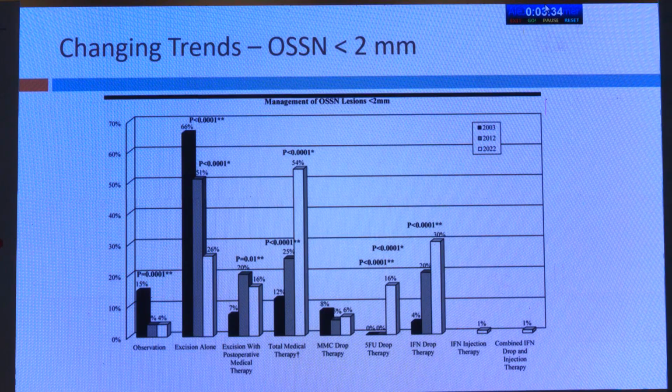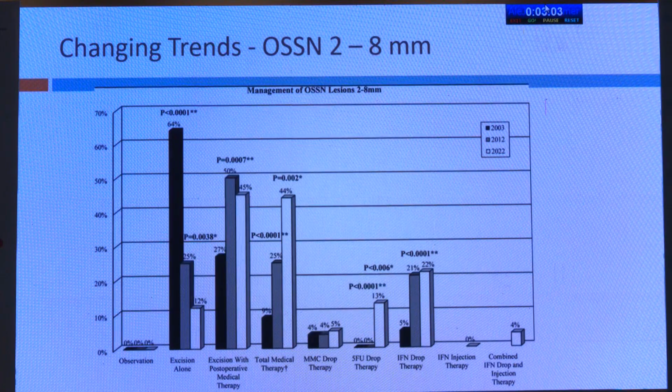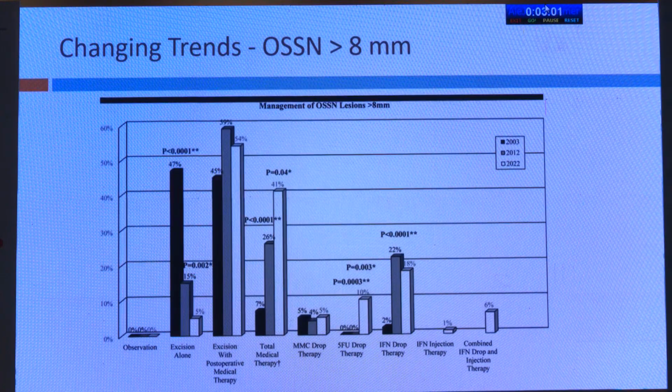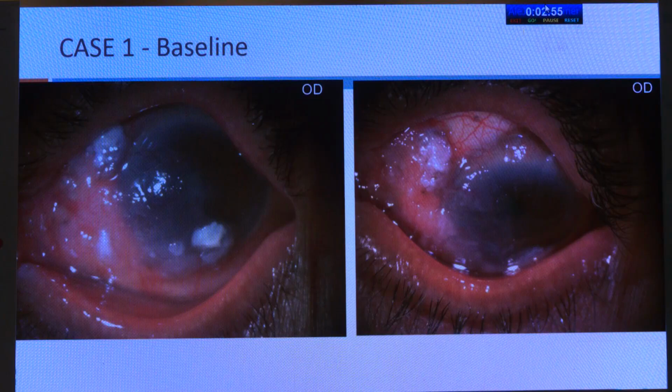Now, this was a survey done in the US over 3 decades. 3 surveys were done with a similar questionnaire in 2003, 2012, and 2022, where a paradigm shift was noted in the management of OSSN. While initially management was predominantly surgery, it has now shifted to topical chemotherapy or a combination of excision with chemotherapy. You can see that excision alone was the 66% preferred treatment choice, while in the recent study, 54% of the surgeons prefer only topical chemotherapy for less than 2 mm OSSN. For 2 to 8 mm and more than 8 mm also, a shift from surgery to topical chemotherapy has been noted. So let's see a few case scenarios.